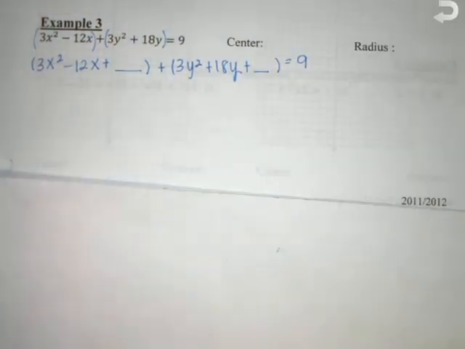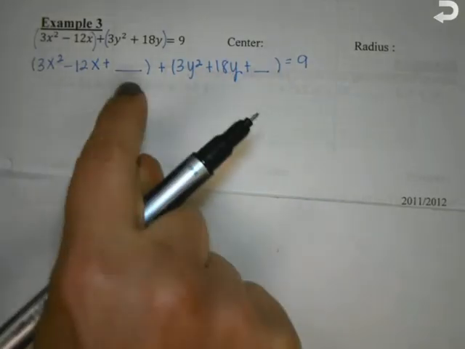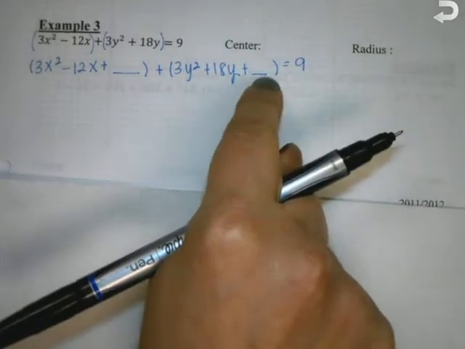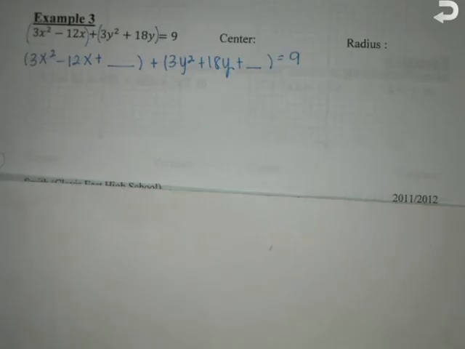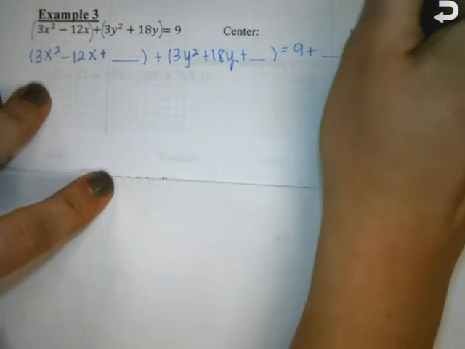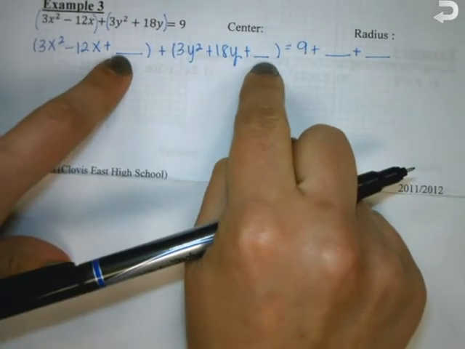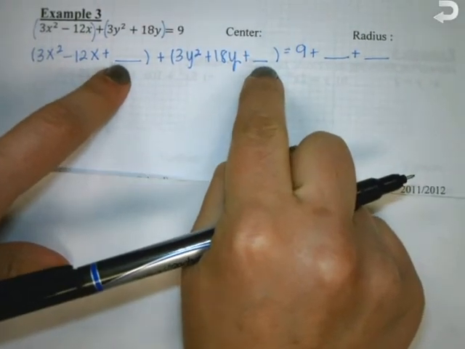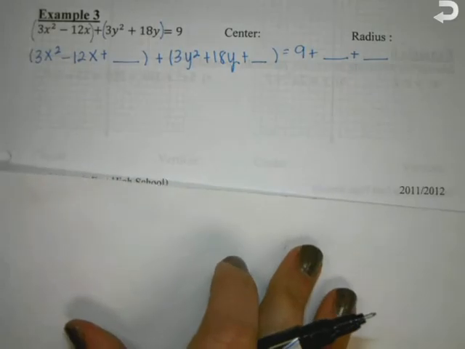I have 2 blanks added in here. So how many blanks do I have to add to the right-hand side? 2. Also 2. Because will these 2 blanks necessarily be the same number? No, so I have to add the extra number twice. Okay. Can I complete the square yet?